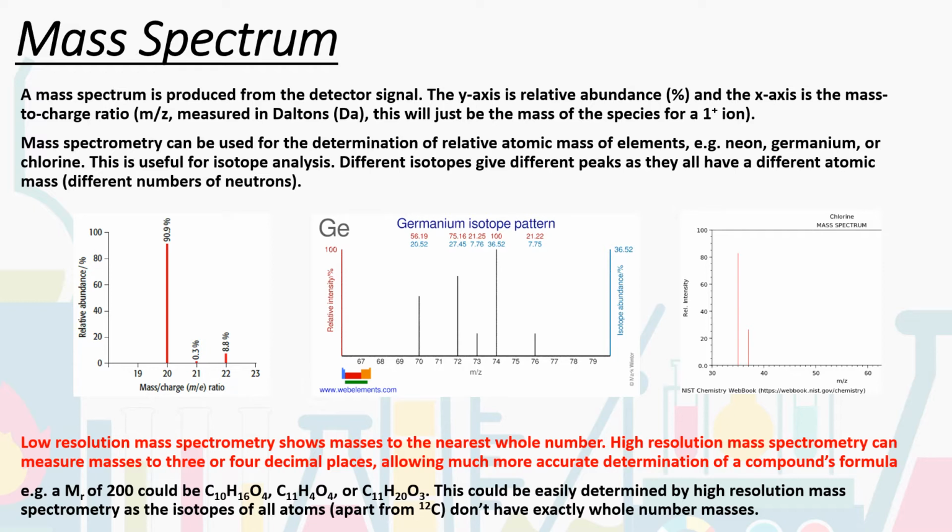So in the middle is germanium, and if you look at germanium on the periodic table, you'll see that it has a mass of 72.6. Again, there's no actual peak at 72.6 because the 72.6 is the weighted average of all the isotopes of this element, all the naturally occurring isotopes. And you can see here that in red you have this relative intensity, in the blue you have the isotope abundance.